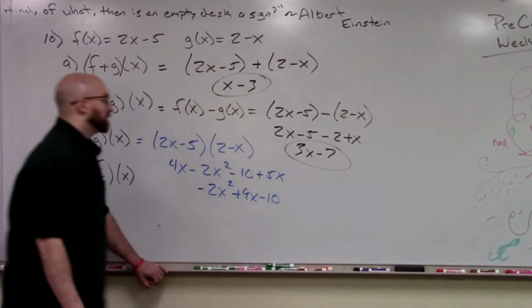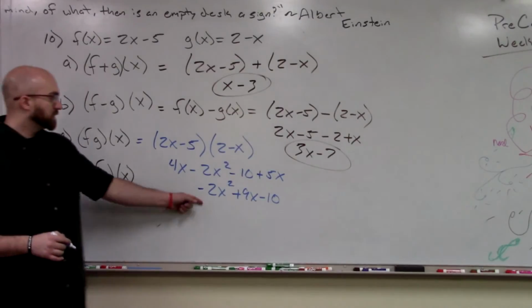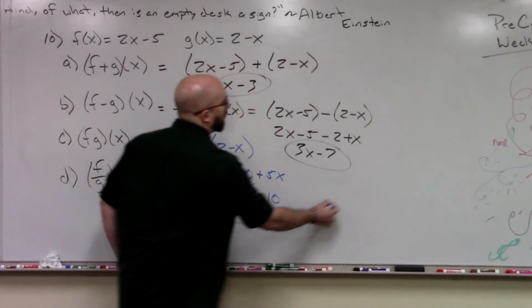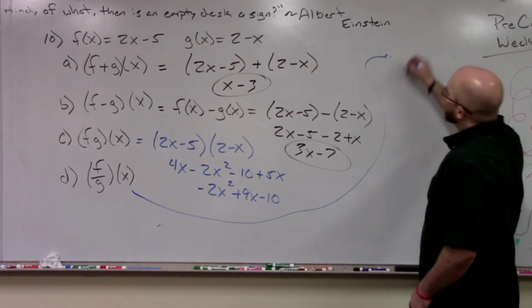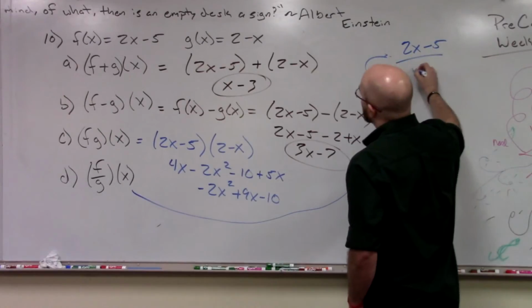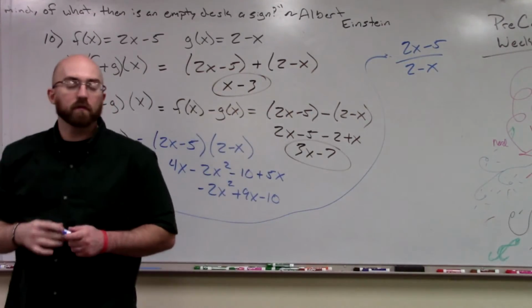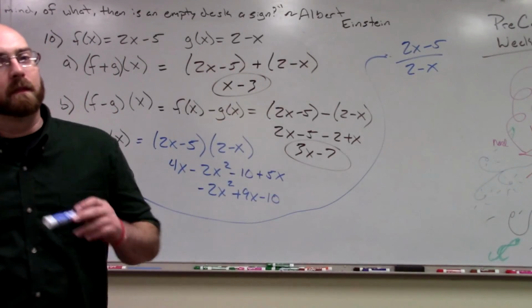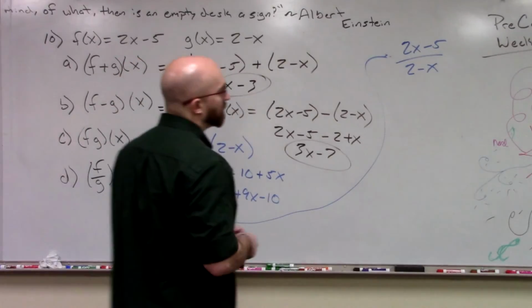And we get negative 2x squared plus 9x minus 10. Okay, so that's our final answer there. This last one, I'm going to come all the way over here and do it. It's f over g, so 2x minus 5 over 2 minus x. Now we can't reduce it because we have the plus, the minus there.